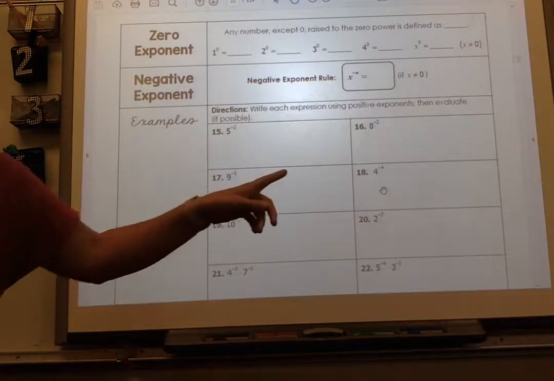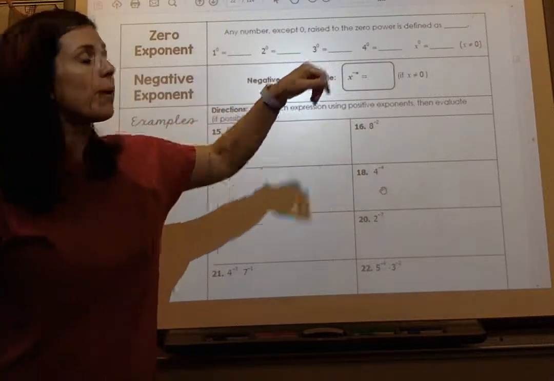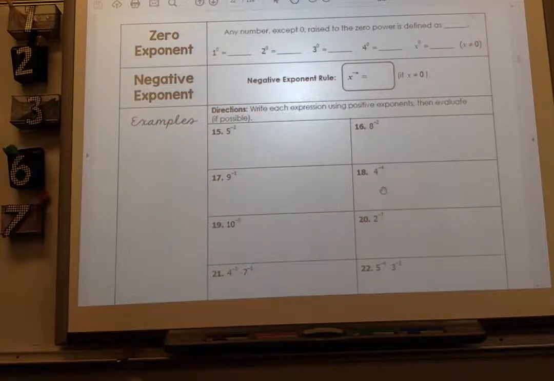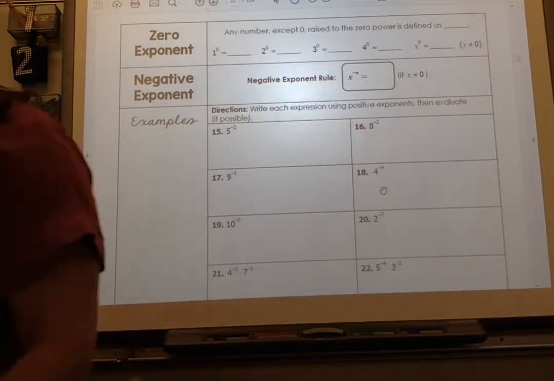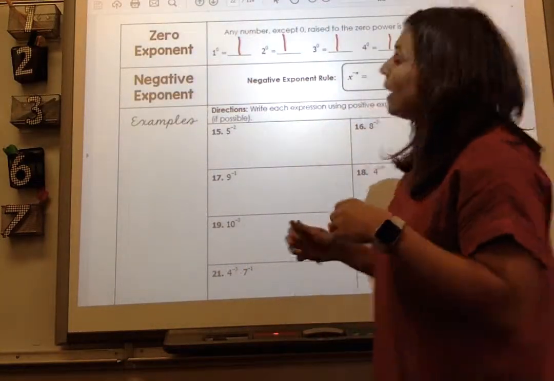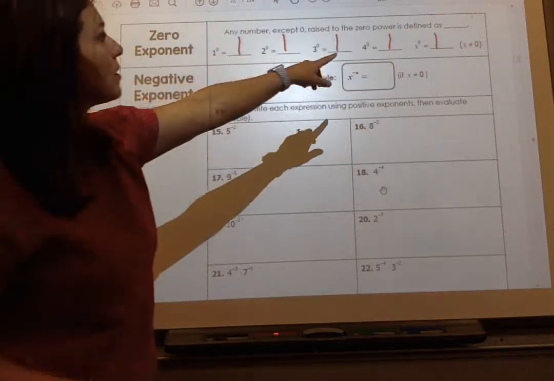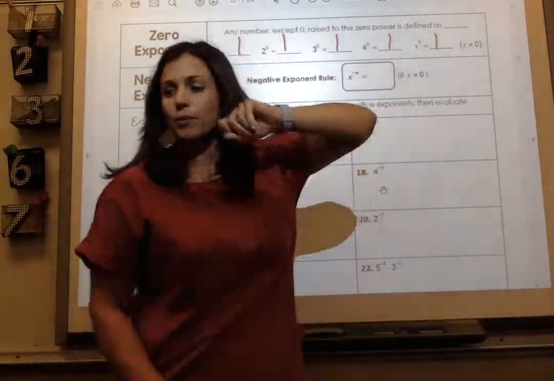So you can fill in your notes here that 1 to the 0 power is 1, 2 to the 0 power is 1. Fill those all up top, and my answer will always be 1. And anything raised to the 0 power is defined as 1. So I can put 1 up there too.